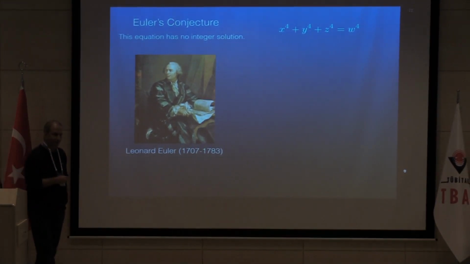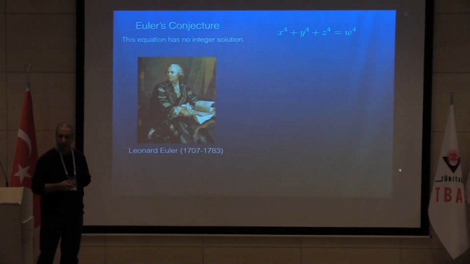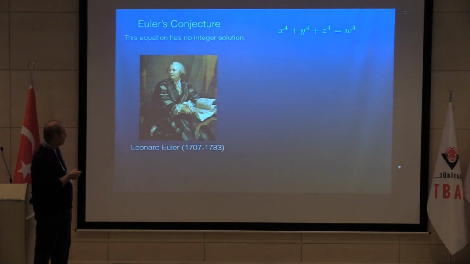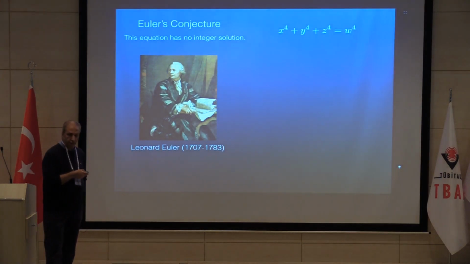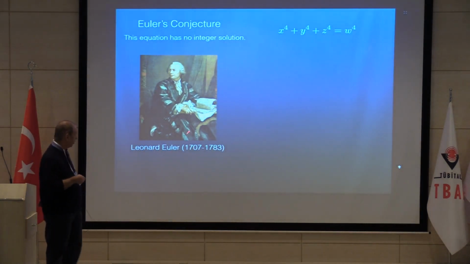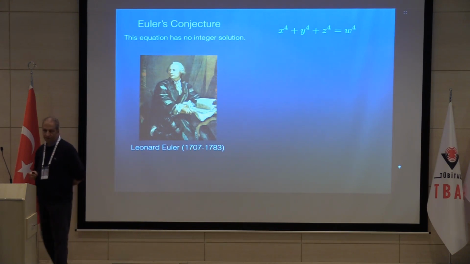Again, another example. This is the Euler conjecture. It's similar to Fermat's. It says that this equation, x to the power 4 plus y to the power 4 plus z to the power 4 equals w to the power 4, doesn't have any solution for integer numbers. This is the conjecture of Euler, almost 300 years ago. And it was checked for many, many numbers.